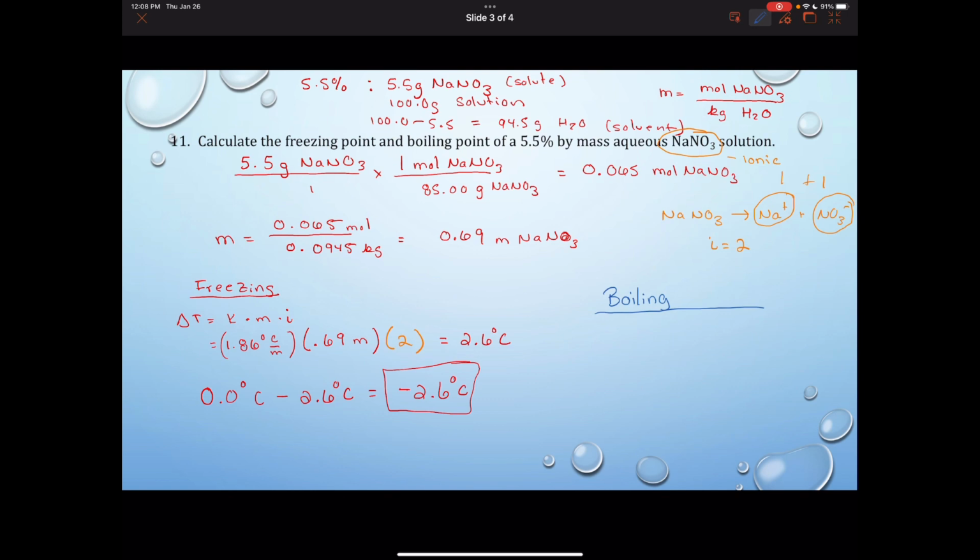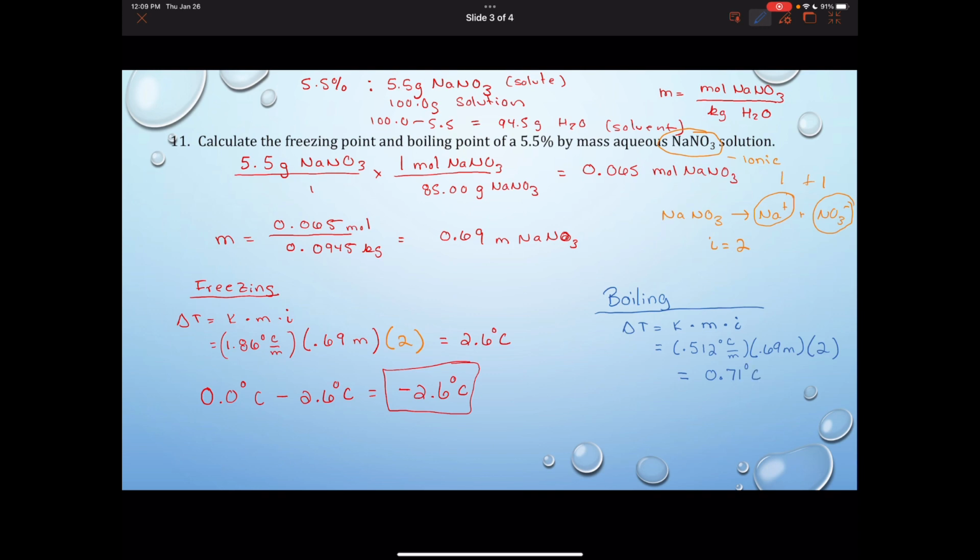Now, if we want boiling point, we're going to do the same thing. We're just plugging in a different constant. So we're still using the delta T equals K times m times i. But we're doing boiling point, so we're using the boiling point constant of 0.512 degrees C per molal times our molality of 0.69 times our i value of 2. And so this time we're going to get a temperature change of 0.71 degrees Celsius.